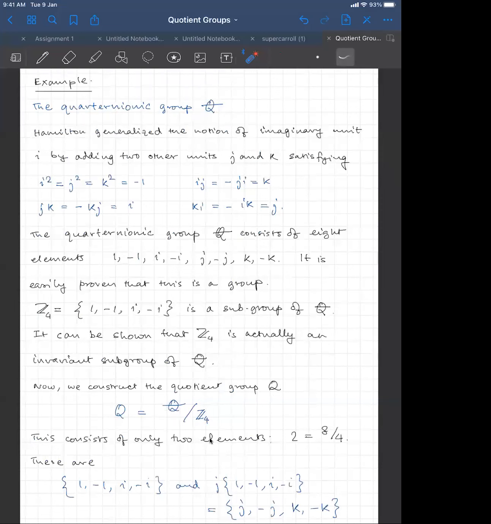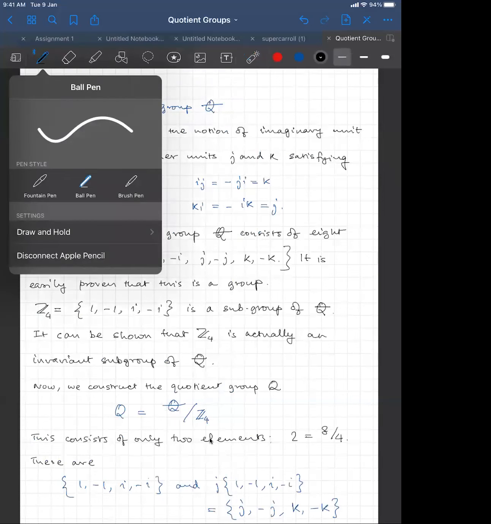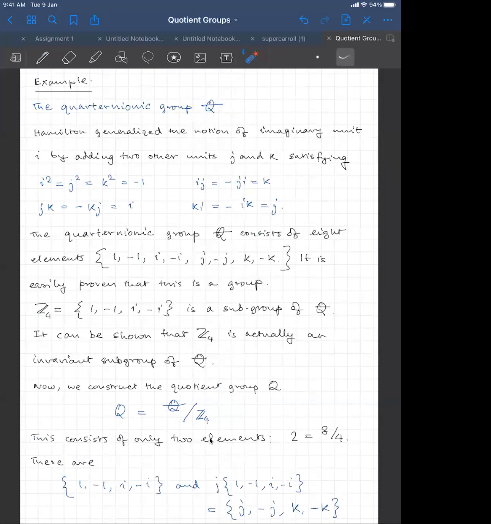The quaternionic group Q consists of eight elements, and these are given by 1, minus 1, i, minus i, j, minus j, and k, minus k. And you can easily prove that this is a group. Now, as is obvious, if you take Z4, which is 1, minus 1, i, minus i, then this is a subgroup of Q. It can actually be shown that Z4 is an invariant subgroup of Q. This is, again, something that I leave for you to do as an exercise.